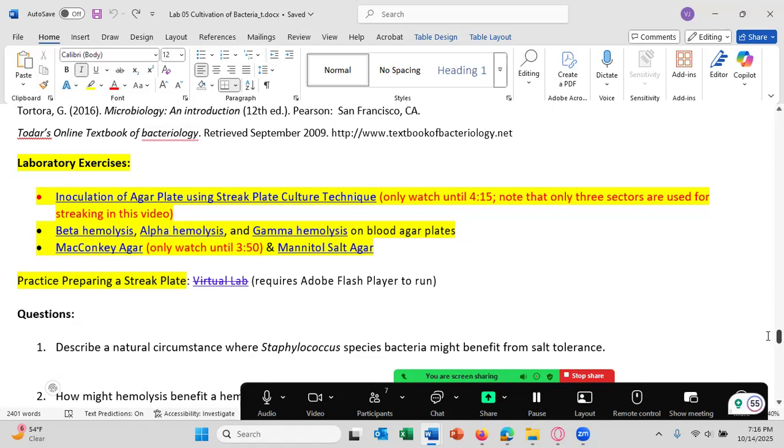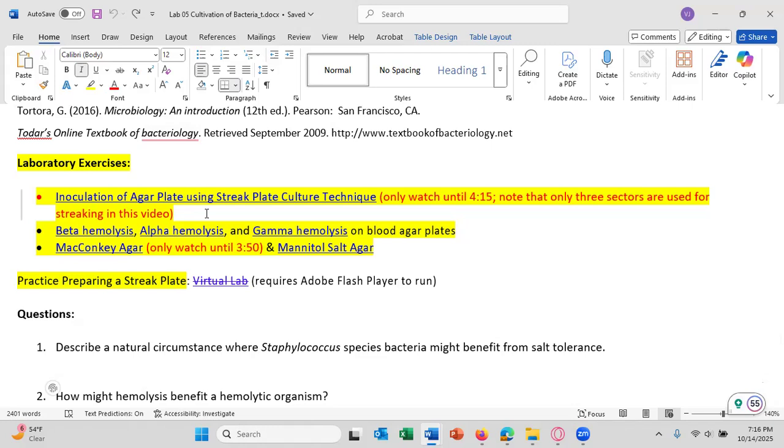We have a little video for you to watch on inoculating an agar plate to obtain a streak plate culture technique, meaning you're streaking for colony isolation. You only need to watch this video until 4 minutes and 15 seconds. After that, you do not need to watch the rest. You should note that in the streaking of this video, the author has only streaked out 3 sectors instead of 4. It doesn't matter how many sectors you streak. Most people do either 3 or 4.